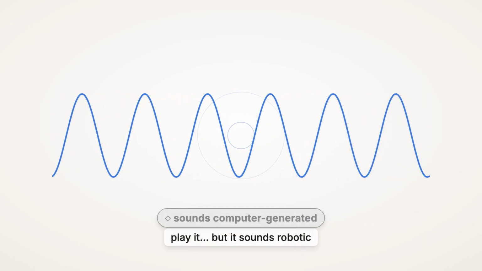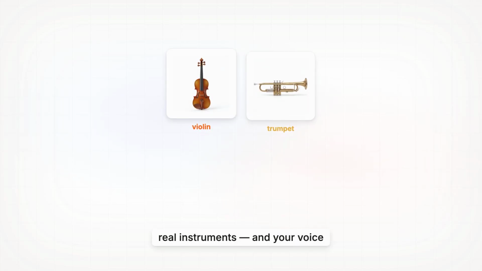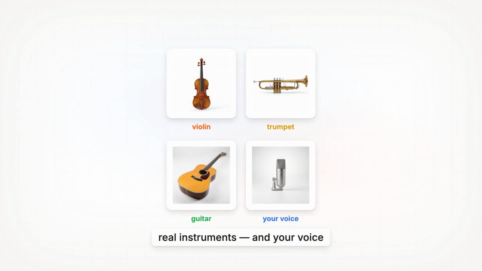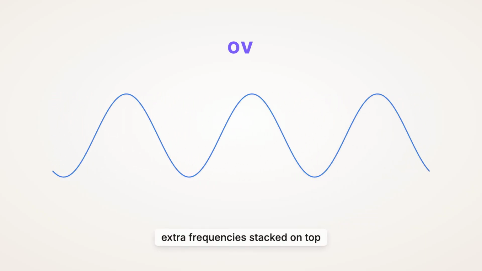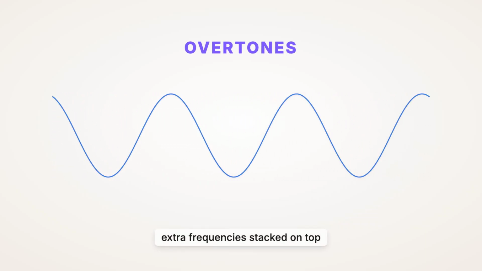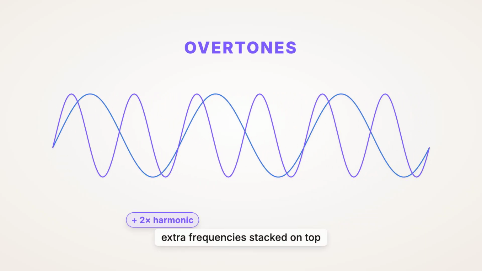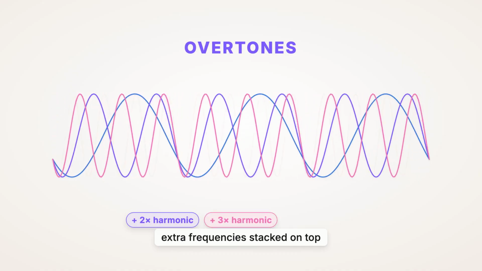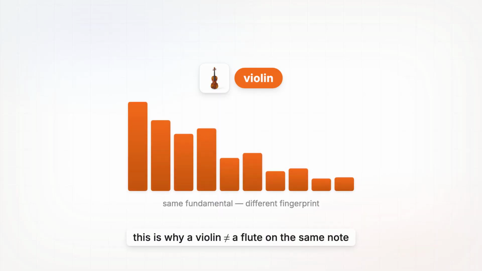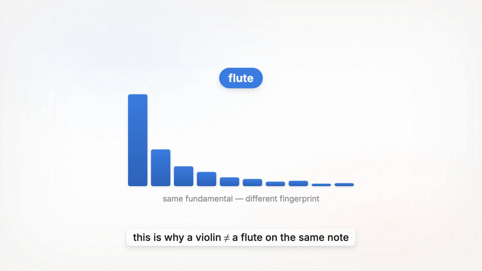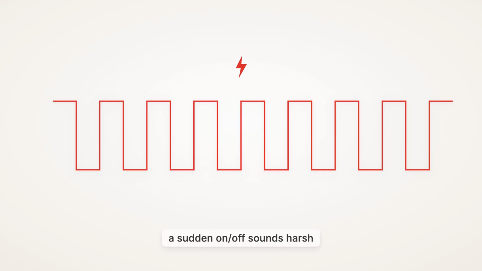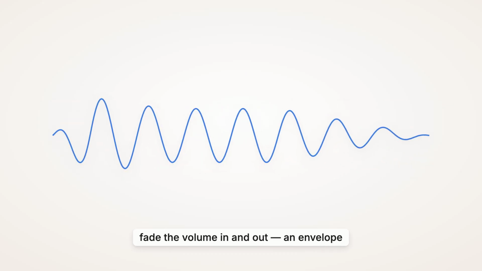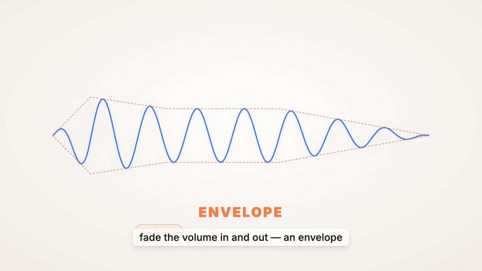However, it sounds computer generated. This is because in real life, sounds from instruments, your voice, and everything else also produce overtones, which are extra frequencies stacked on top of the main one. This stack of frequencies is what makes a violin sound like a violin and not a flute, even if they are playing the same note. Another trick to making the note sound more natural is fading the volume in and out, instead of a sudden on and off. This is called an envelope.